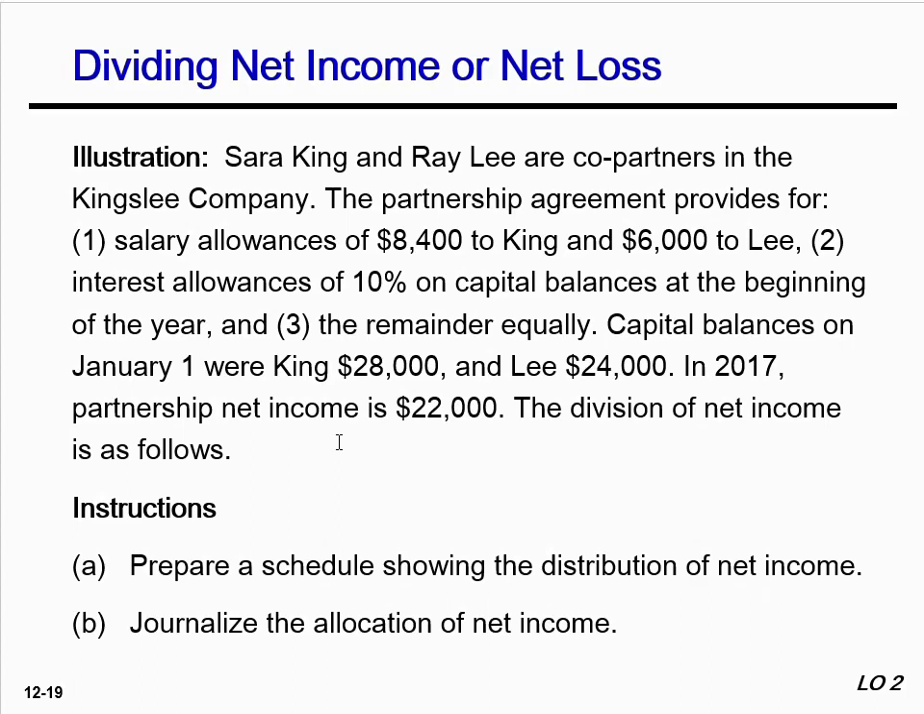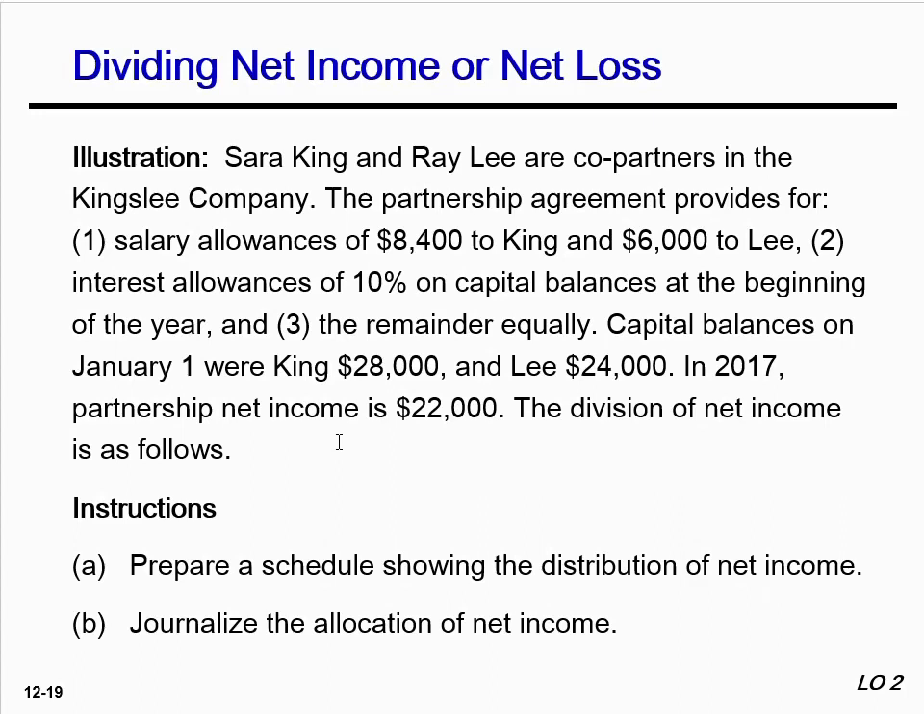Sarah King and Ray Lee are co-partners in the Kingsley Company. The partnership agreement clearly says a salary allowance of $8,400 to King and $6,000 to Lee. So both of the owners charge salary to the partnership. They want a salary. So how are you going to give them salary?